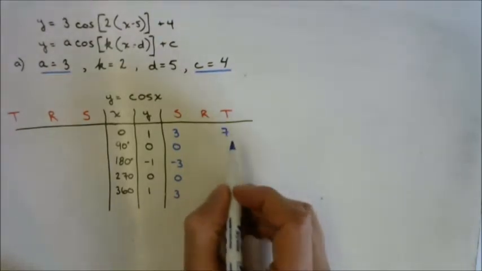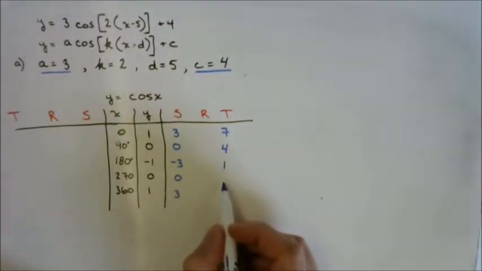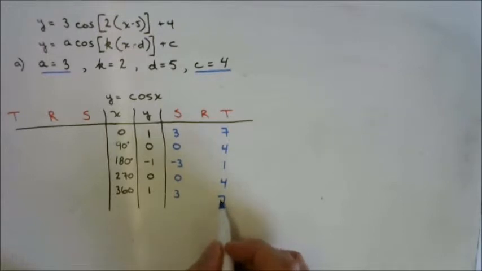3 plus 4 is 7. 0 plus 4 is 4. Negative 3 plus 4 is 1. And work down the chart.